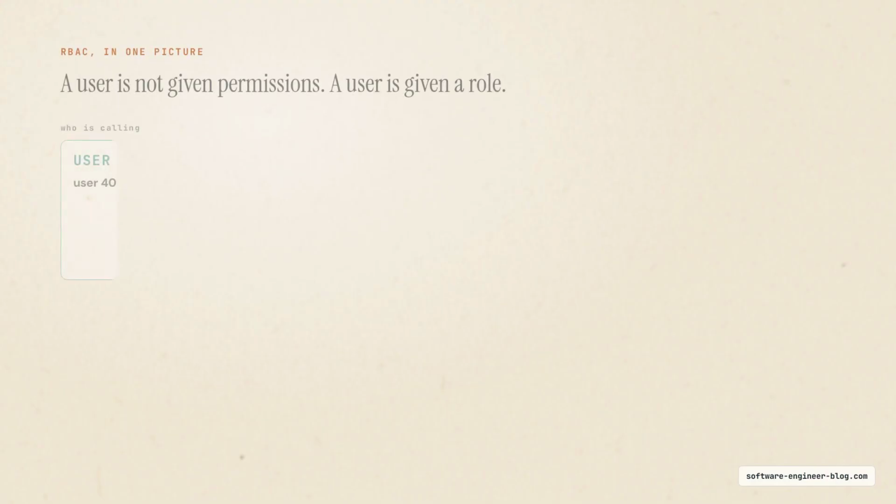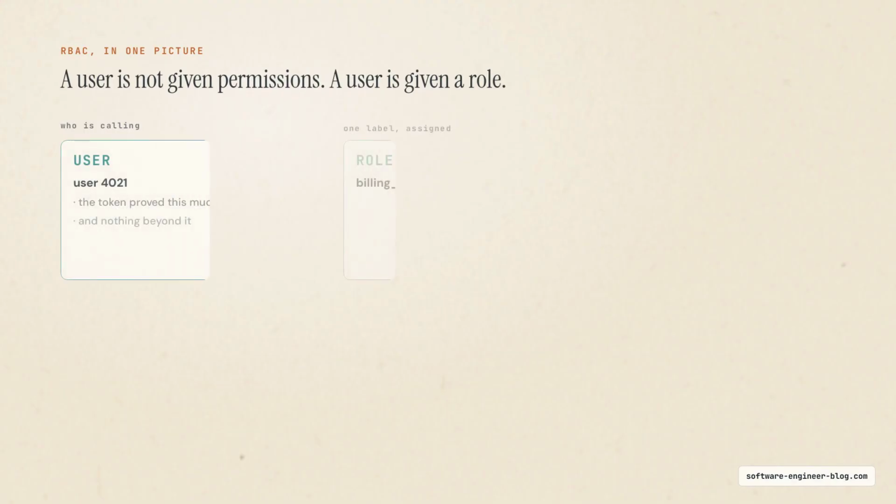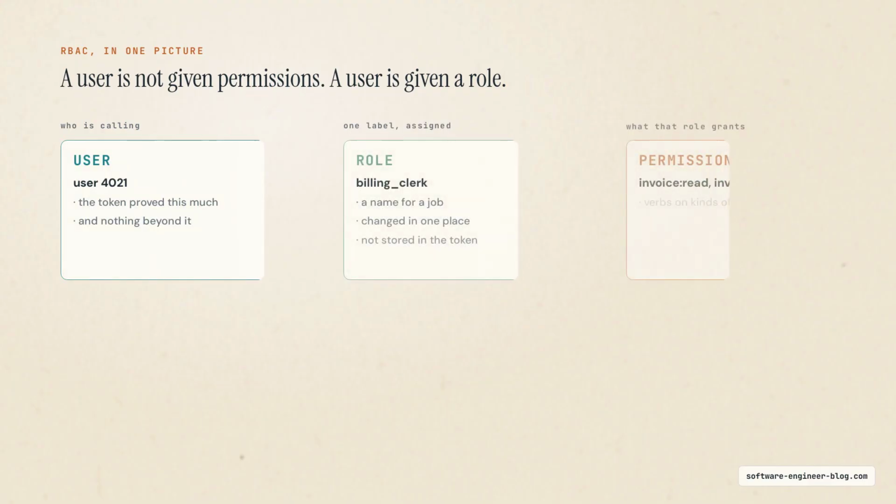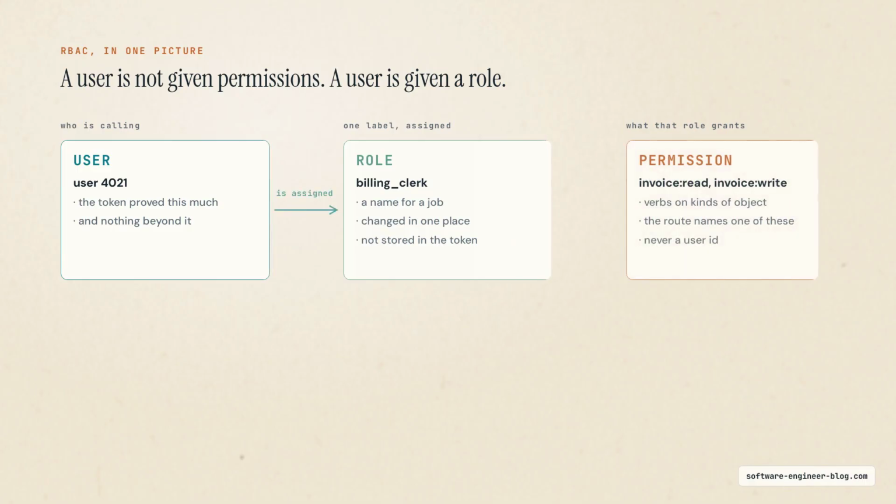RBAC is the usual answer to that second question. It stands for Role-Based Access Control, and it is 3 boxes. On the left, the user 4021. That is all the token proved. In the middle, a role, billing clerk. A role is just a name for a job. It is assigned to the user, and it lives in your database, not in the token. On the right, permissions, invoice read, invoice write.